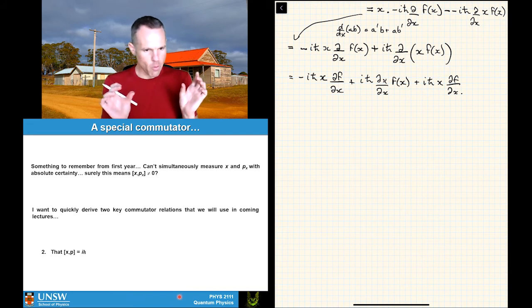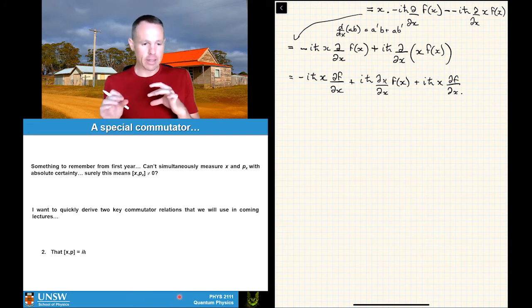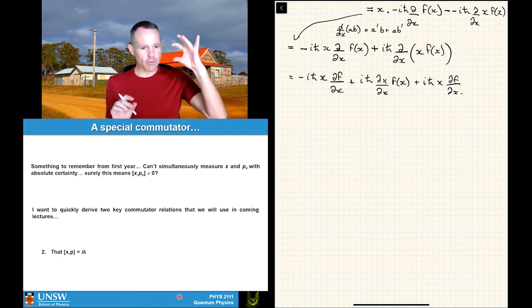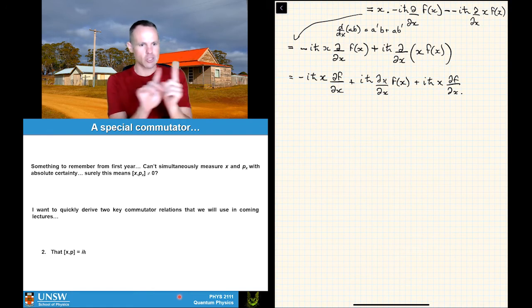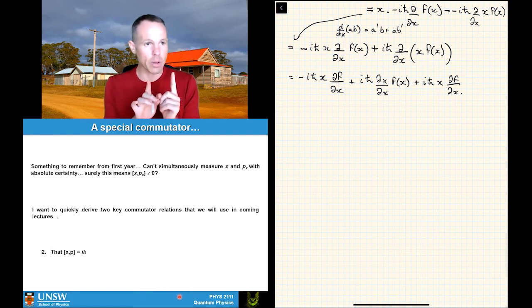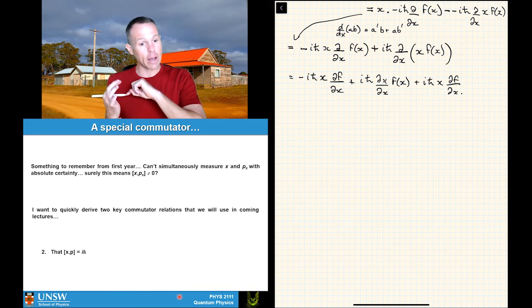Now you're probably seeing why I brought this f of x in. The f of x is in there because now that I've got a differential operator, I have to have the differential operator operate on something. And so really what I've done is just given it something to operate on for the moment. And that's okay as long as I take it back out at the end.